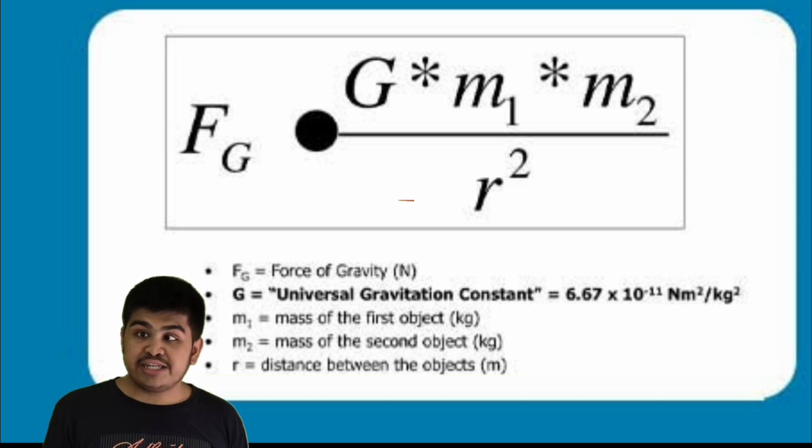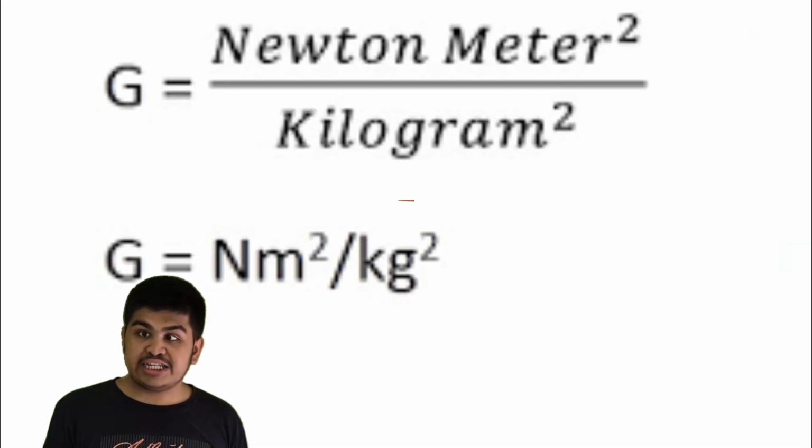And except G, we will take all the things to the LHS, not the RHS. So it will be G is equal to Newton meter square whole divided by kg square. When we take kg square towards the up, then it will come as Newton meter square kg to the power minus 2. Not 2, it is to the power minus 2.